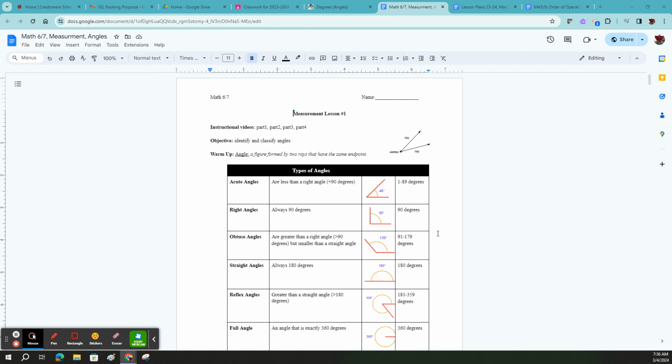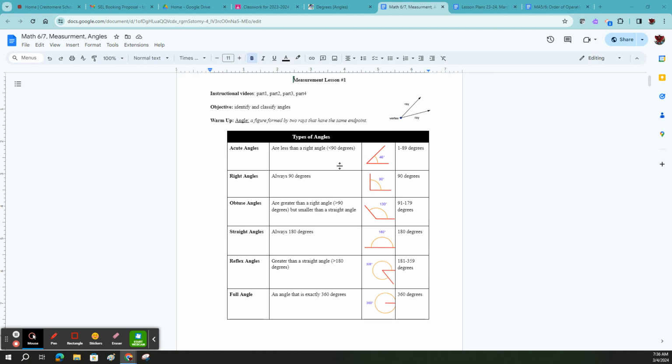Howdy, howdy, howdy, howdy. We are talking angles, and it's going to be a good time. Okay, so I'm going to try my very best to make this as quick and as painless as possible.